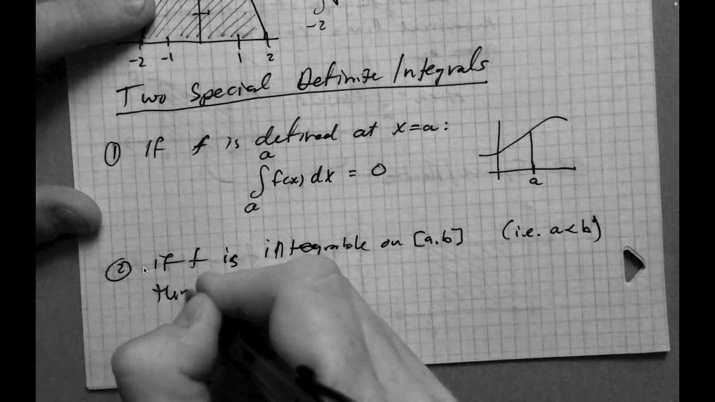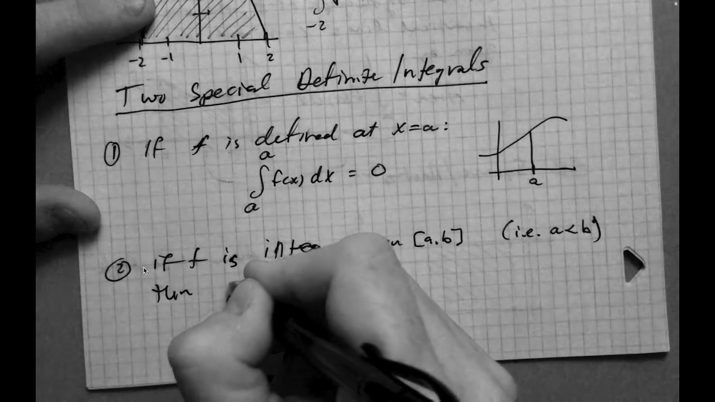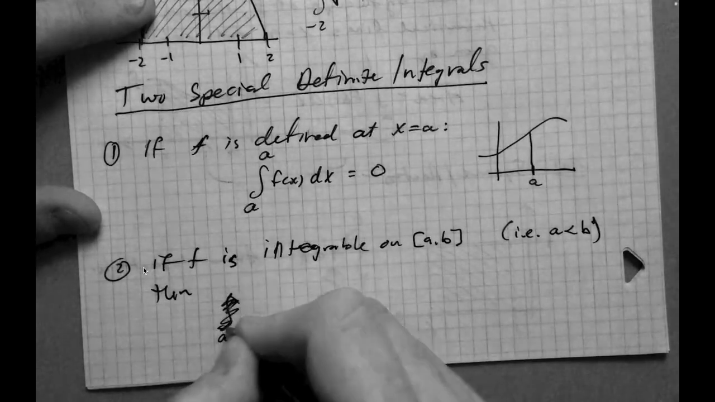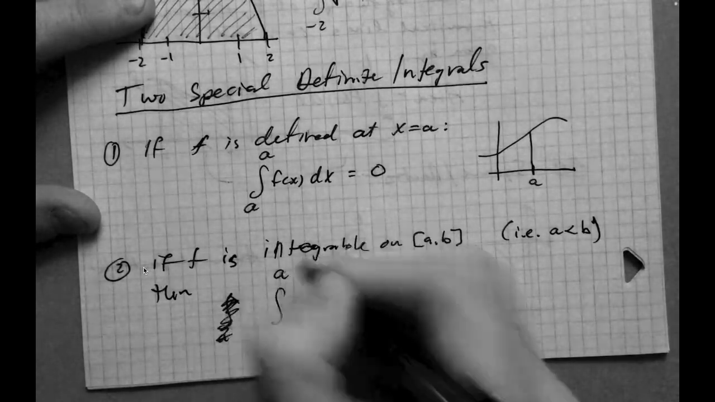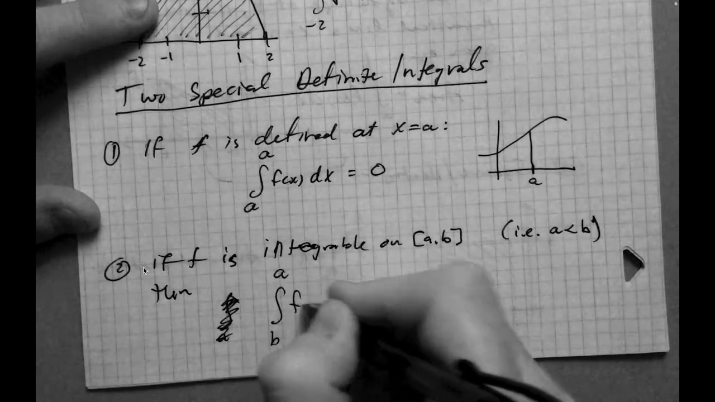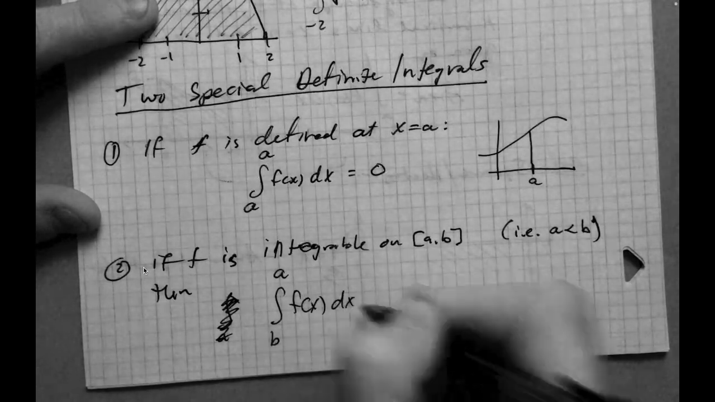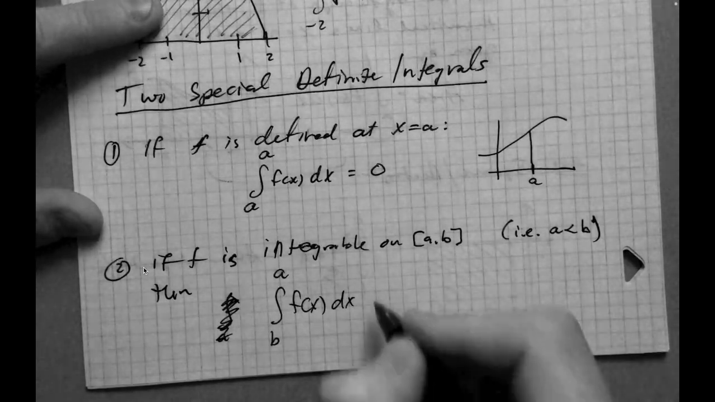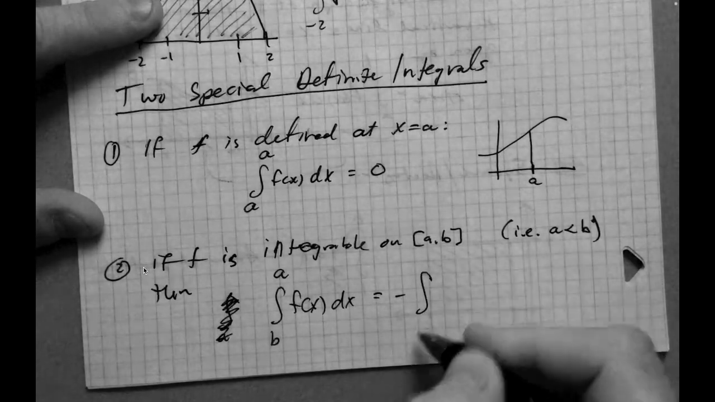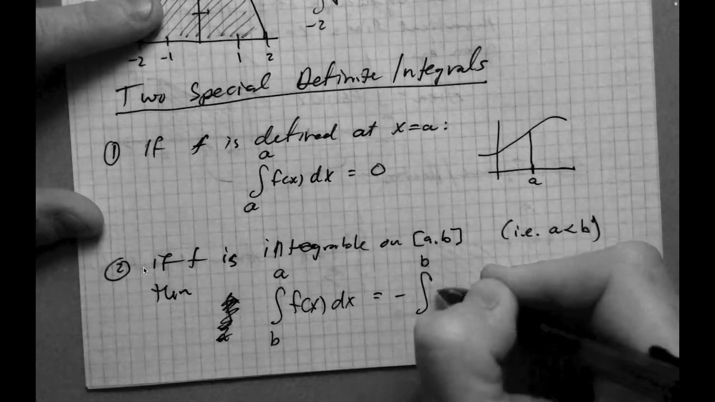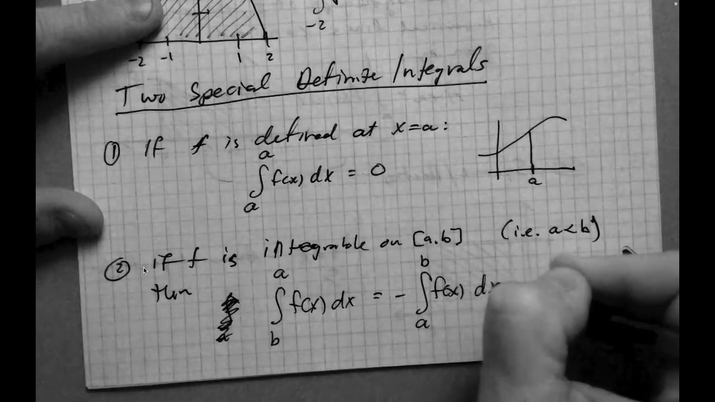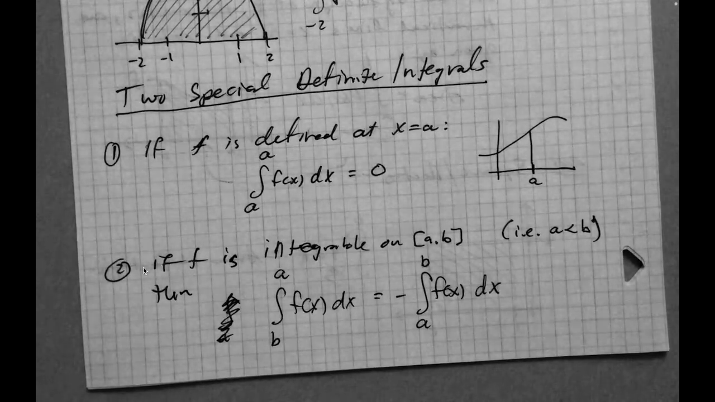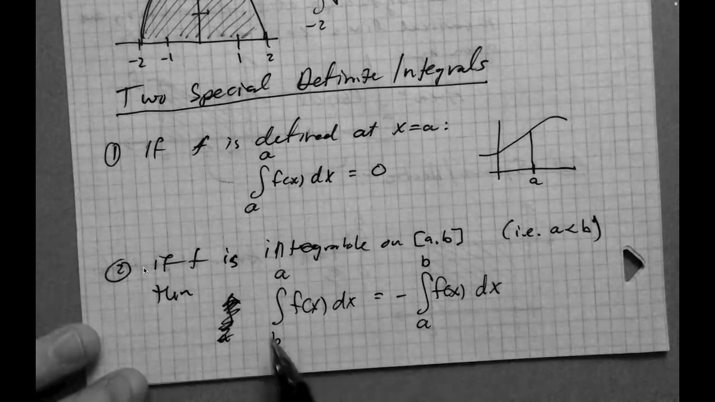Then the integral from b down to a, well, actually you'd say b down to a, wouldn't you, is equal to the negative integral from a to b of f of x dx. Okay, so this one is a little bit stranger, right?